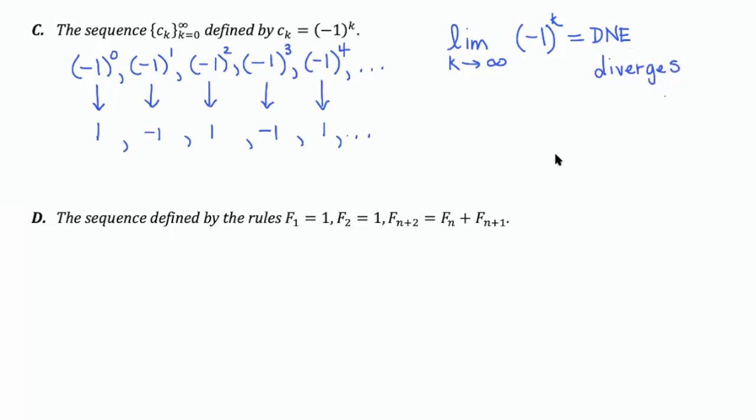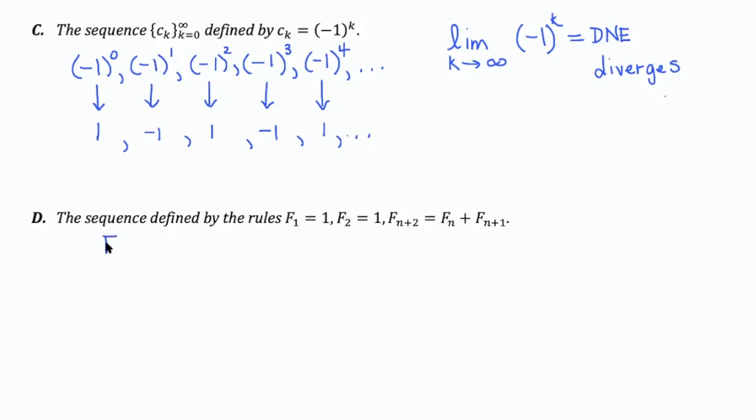The last sequence we're going to take a look at is actually a very famous one, which is why we're using the letter F here. It's a sequence defined by a recursive rule. And all that means is you're going to take the initial inputs that are given and keep entering them into the rule to generate the next term in the sequence.